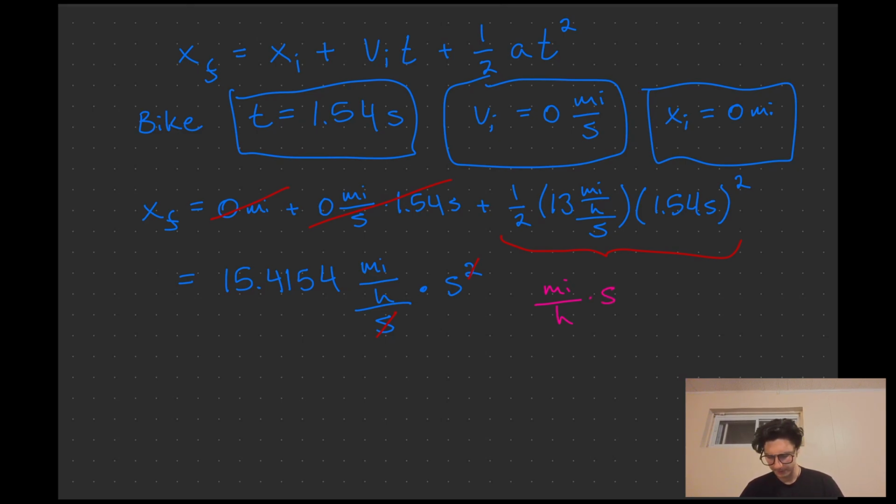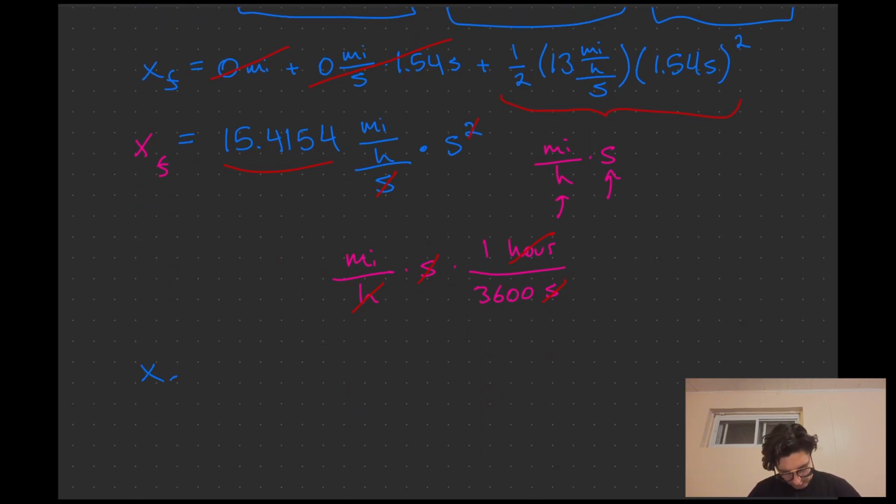If we want to cancel this hour and this second to get a final position in units of miles, we have to do an extra step here. So miles per hour times seconds times what can we multiply such that the hours get converted to seconds? I can put 1 hour at the top here and 3,600 seconds. In this case, what happens is this seconds cancels with this seconds, this hour cancels with this hour. So we just take our number and divide it by 3,600, and we should get the final result in miles. Is that okay with you guys?